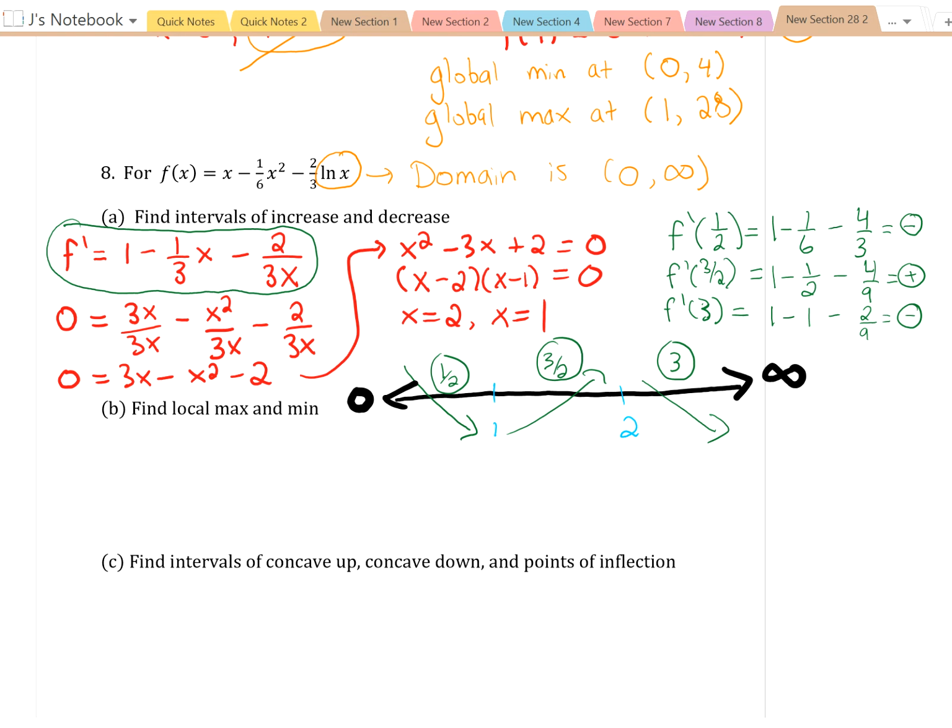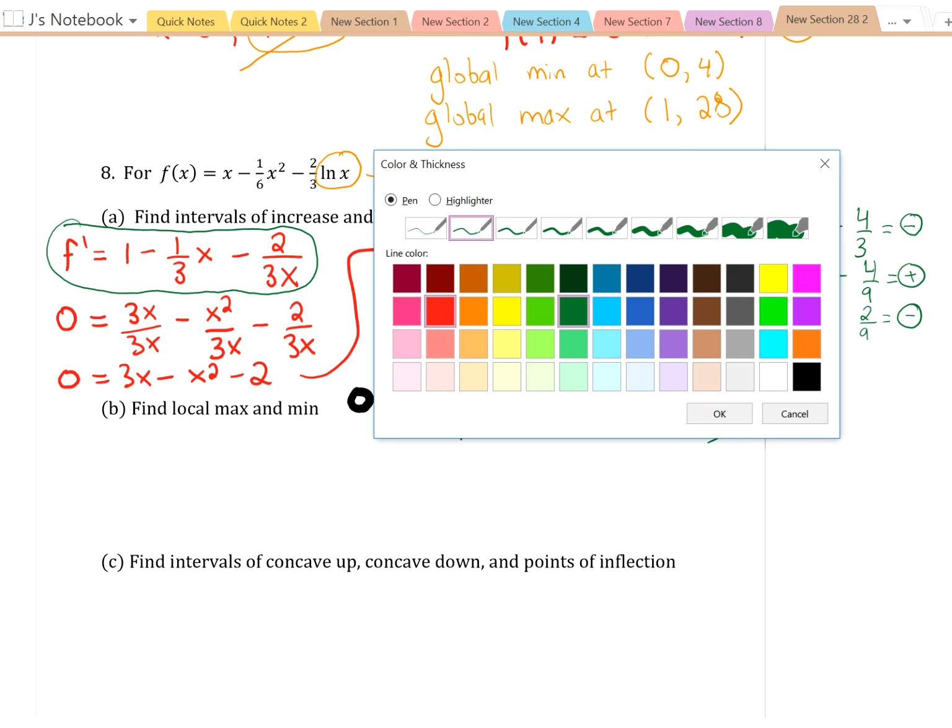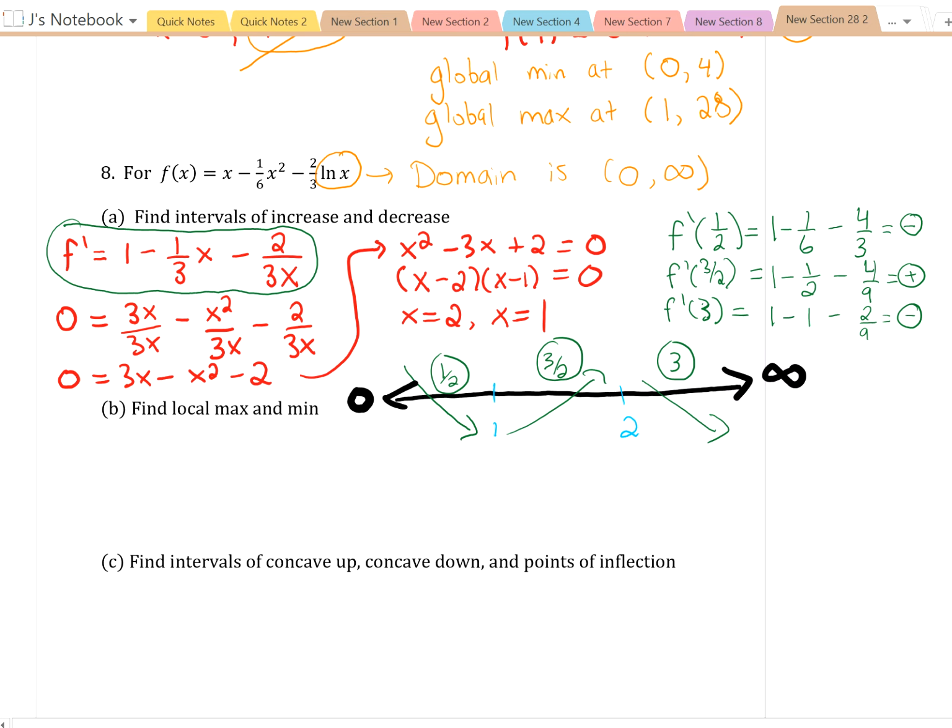Next part of the question, looking for max and min. According to this picture, there's a min at 1 and a max at 2. So min at x is equal to 1, and max at x is equal to 2, but we're not done yet. You have to get the y values.